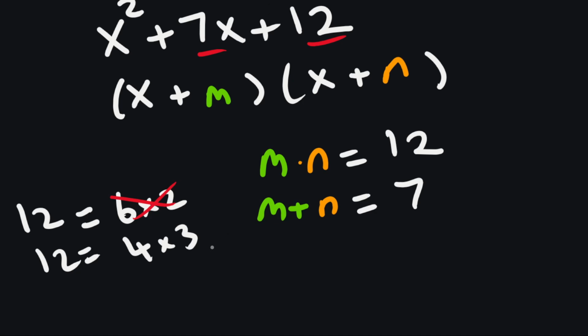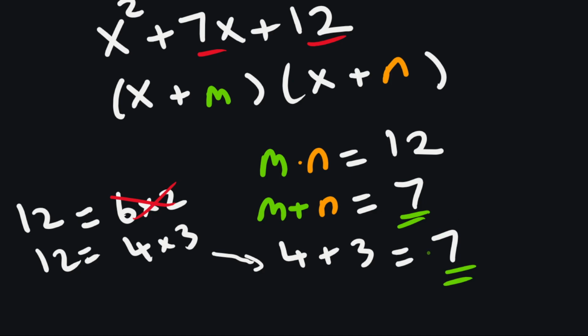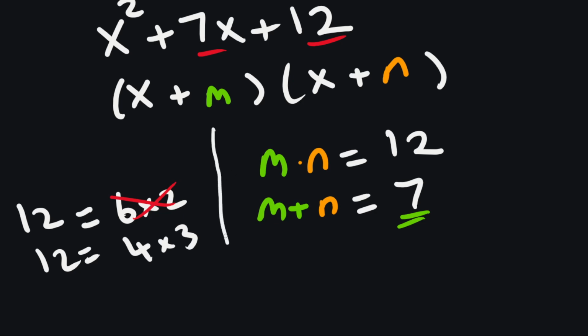Now, what about this 4 times 3? Well, let's try adding them. 4 plus 3 is 7, which is what we're looking for, 7. So we can use 4 and 3 as m and n. Perfect. So we can write, just to continue off of this, let's scroll down.